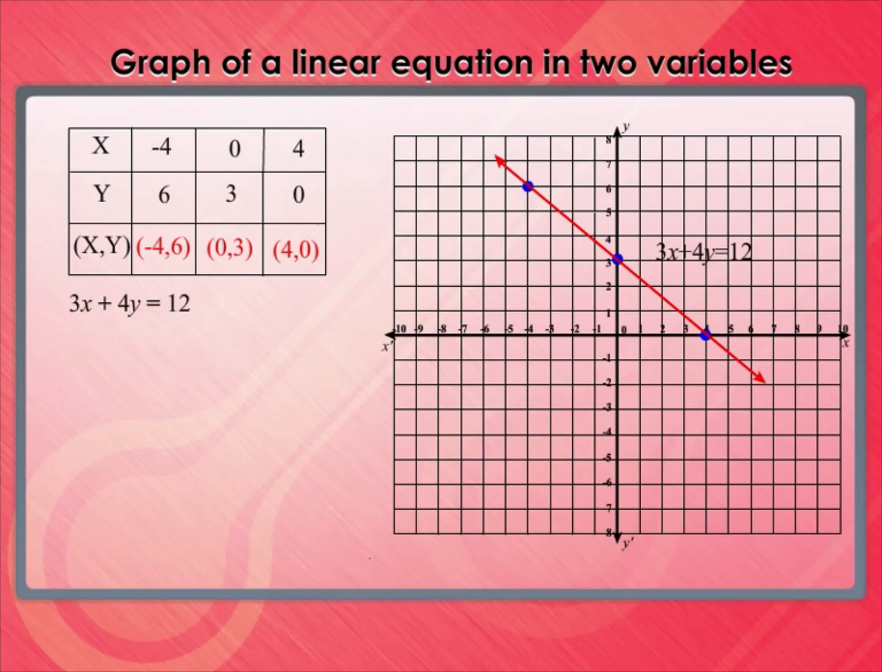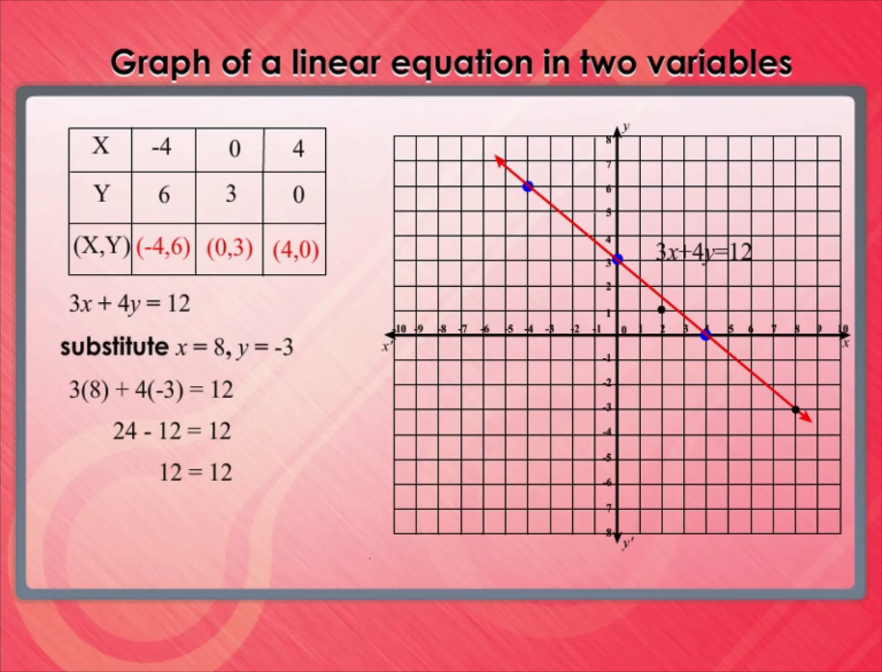For example, take the point (8, -3). Let's substitute it in the equation 3x + 4y = 12. So 3 × 8 + 4 × (-3) = 12. 24 - 12 = 12. Therefore, 12 = 12. This tells us (8, -3) satisfies the equation 3x + 4y = 12. So we can say (8, -3) is also a solution of the linear equation. Hence, all points that lie on this line are solutions of the linear equation.